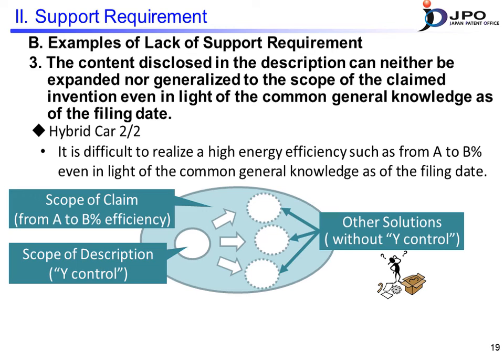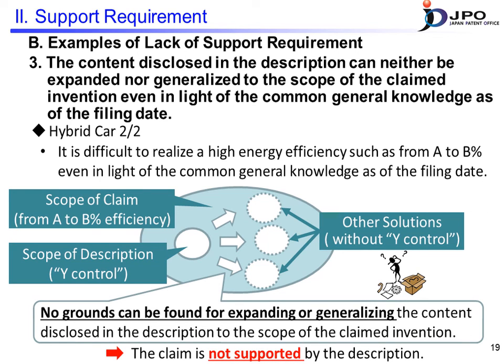Meanwhile, it is difficult to realize this high energy efficiency of A% to B% according to common general knowledge as of the filing date. Based on this fact, a person skilled in the art as of the time of filing would not be able to expand or generalize the details disclosed in the description to the scope of the claimed invention, even in light of the common general knowledge. In other words, there are no grounds for said expansion or generalization. In this case, the claim is not supported by the description.